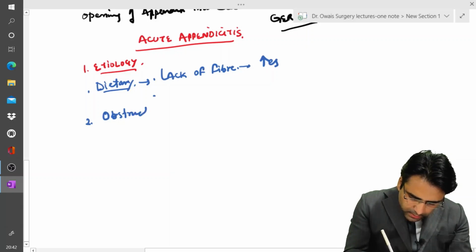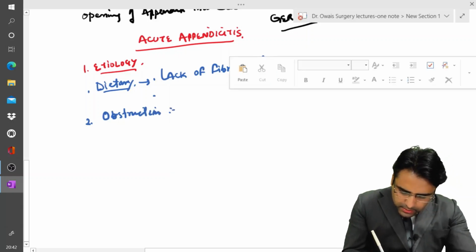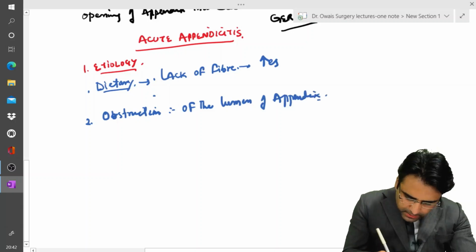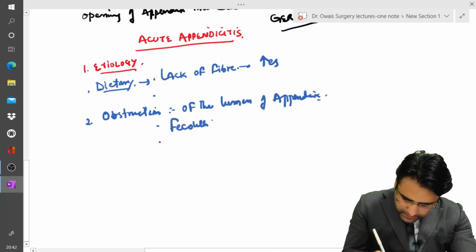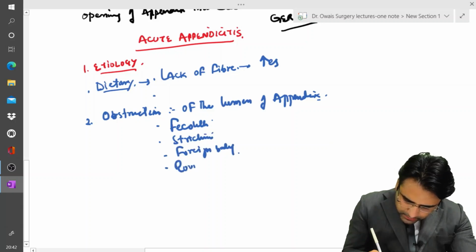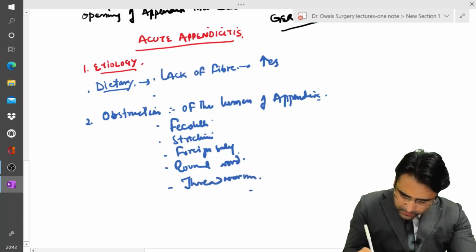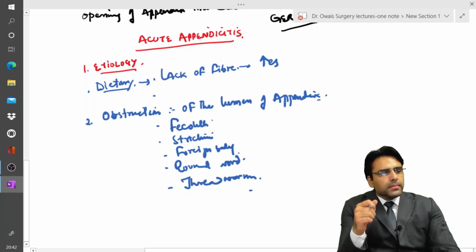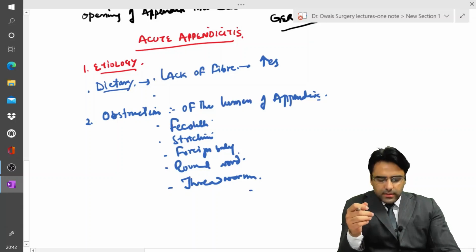Another important factor is obstruction, which is obstruction of the lumen of the appendix. This obstruction can be due to a fecalith, a stricture, a foreign body, roundworm, or threadworm. So the next important point is obstruction of the lumen of the appendix, which can be due to fecalith, stricture, foreign body, or worm obstruction.